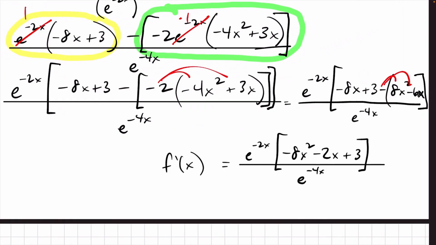Increasing, right? So we need to figure out where the derivative is equal to 0. So set the top equal to 0, set the bottom equal to 0.